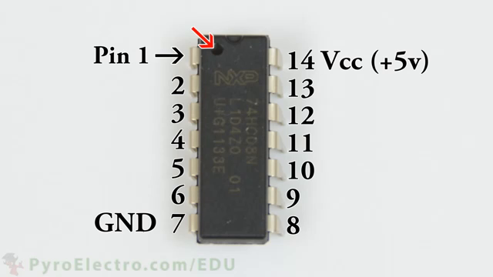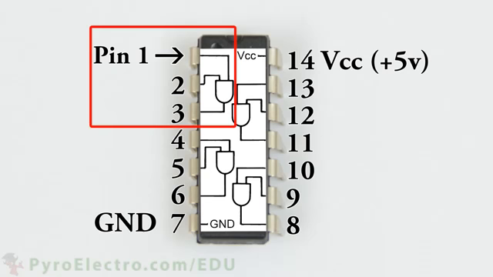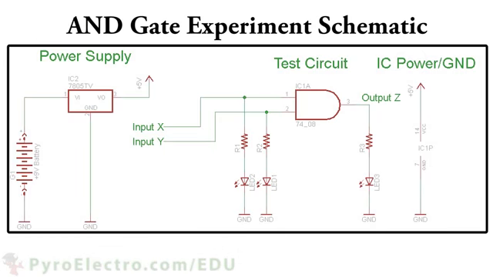For the logic ICs we'll be using, pin 7 is always ground, and pin 14 is always plus 5 volt VCC. The 74HC08 IC has 4 AND gates inside of it, with each of the inputs and outputs connecting to different pins on the IC. We'll only need one AND gate for this experiment, so we'll only be using pins 1, 2, and 3. Here's the schematic of the circuit.